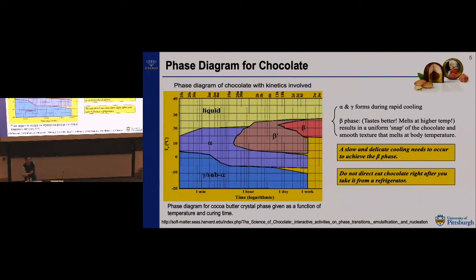So this is the reason why you save the chocolate in the refrigerator. You should not directly eat it after you take it out. You have to place it on the table for a while, making sure that it's annealed at room temperature and starts approaching the beta phase, and then you can enjoy chocolate.